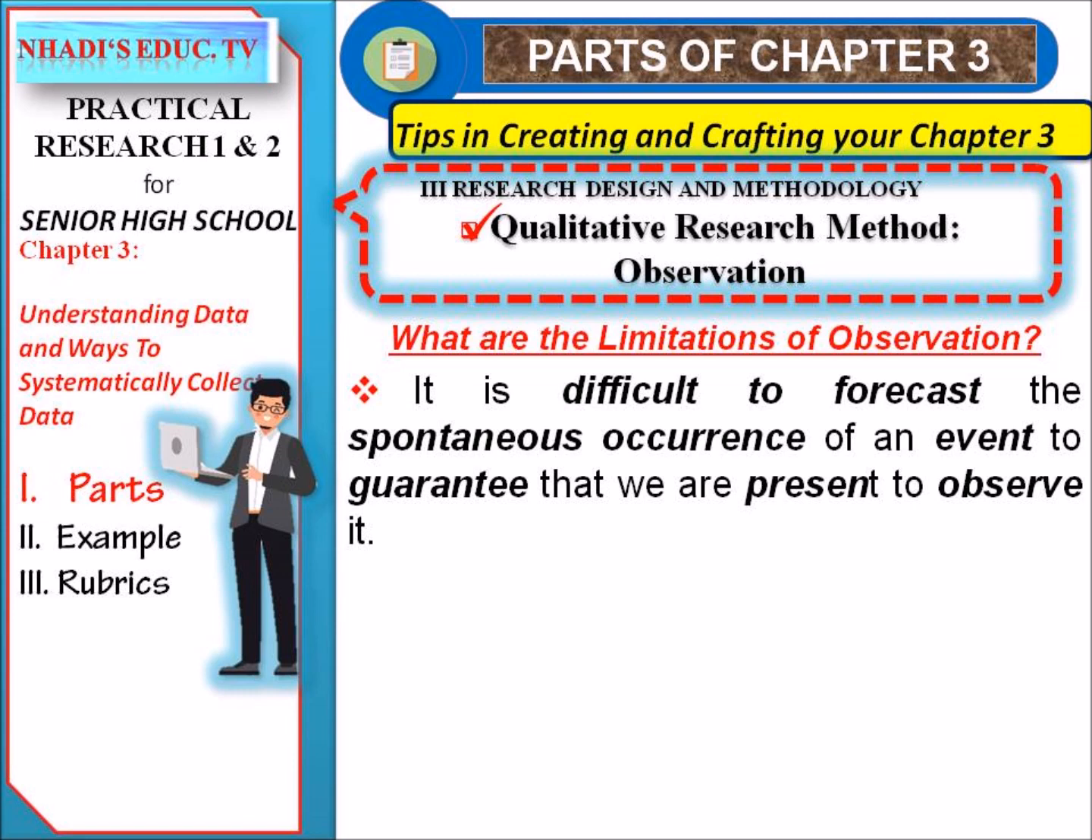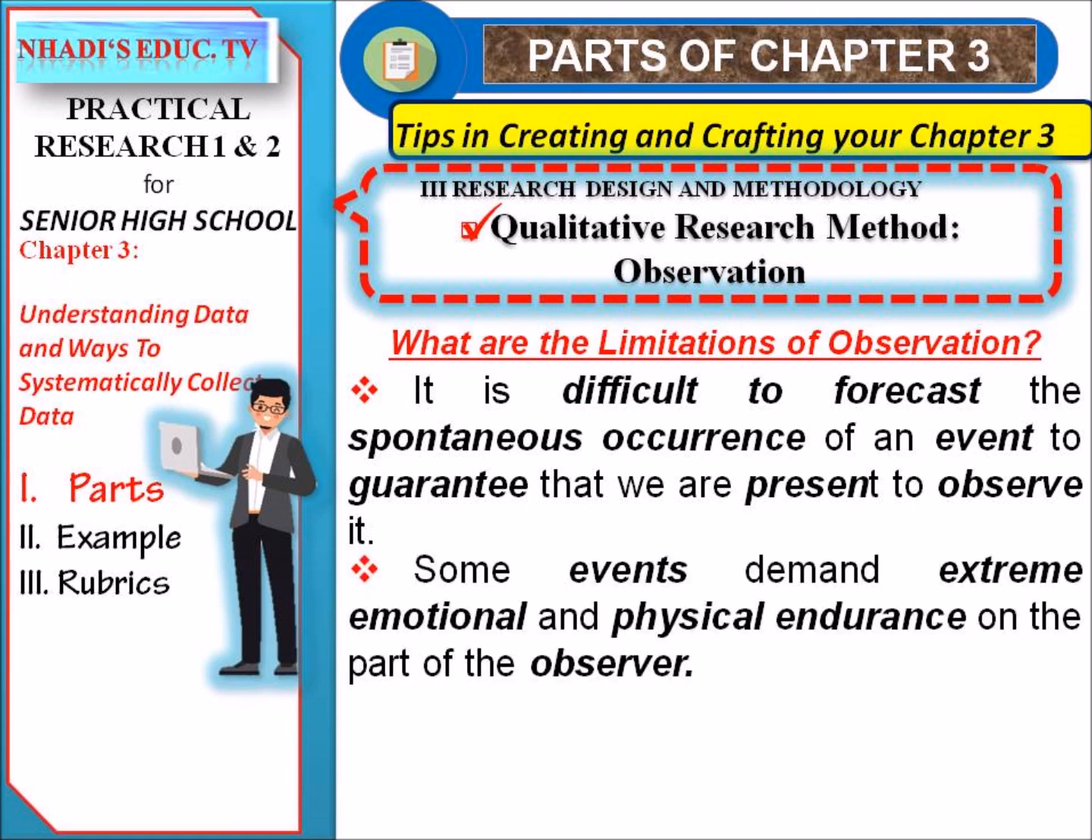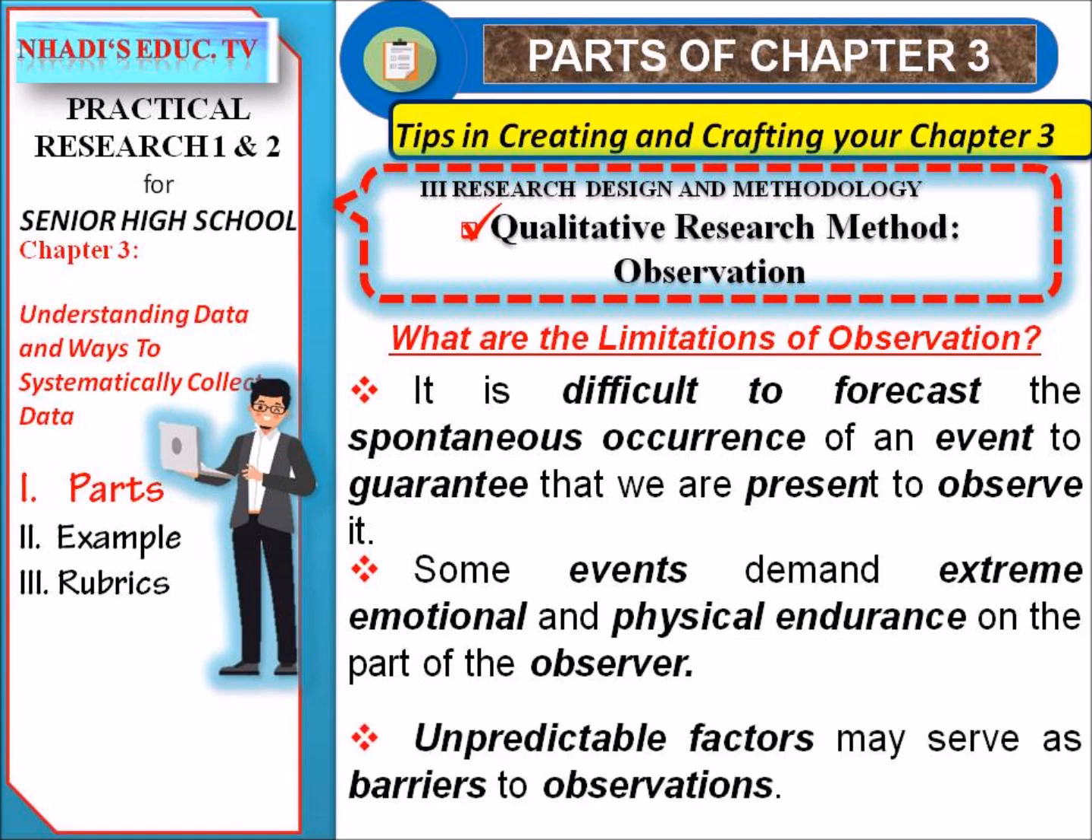Example, a researcher may aim to document rural folks' burial practices, but a death in the community may not happen during the scheduled fieldwork. Some events demand extreme emotional and physical endurance on the part of the observer. Example, during a disaster such as a tsunami or during a hit-and-run accident, a researcher may not be able to use observation for data collection because of the emotional and physical aspect of the situation.